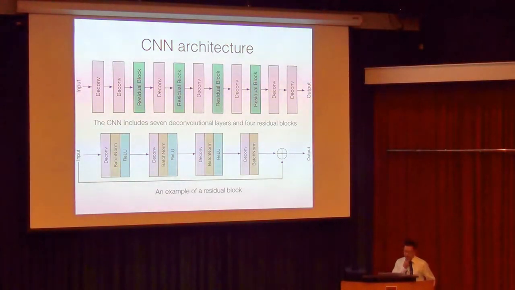The CNN we are using includes several deconvolutional layers and residual blocks. The residual block is used to prevent the network from overfitting and gradient vanishing. The bottom shows the architecture of the residual blocks. It's all doing deconvolution. Basically, you're going from low res to high res.